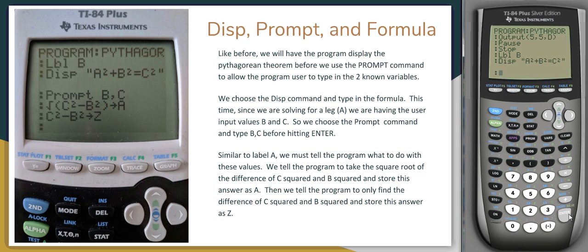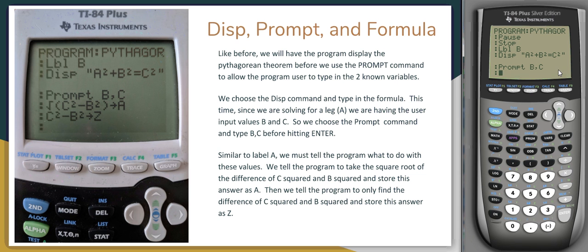So there again, it just displays the formula, the normal Pythagorean formula that we will use. Now we will have to prompt the pieces we want. We are going to tell it that we want B and C, meaning essentially we're solving for A. We are solving for one of these legs.